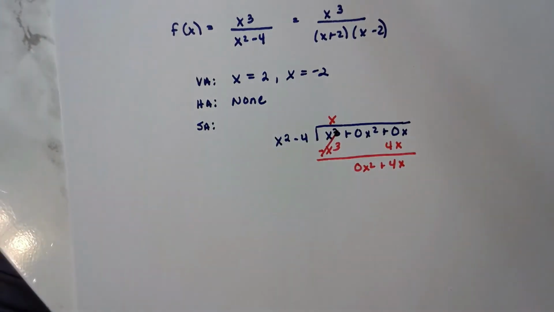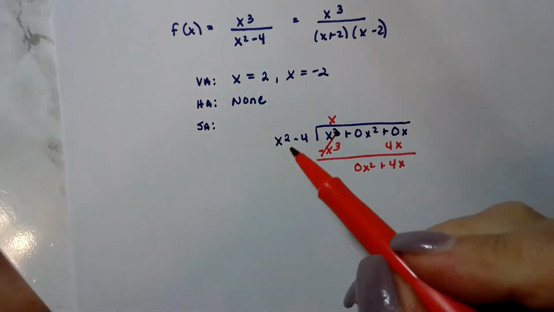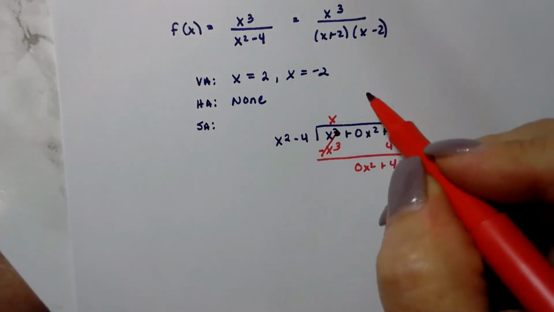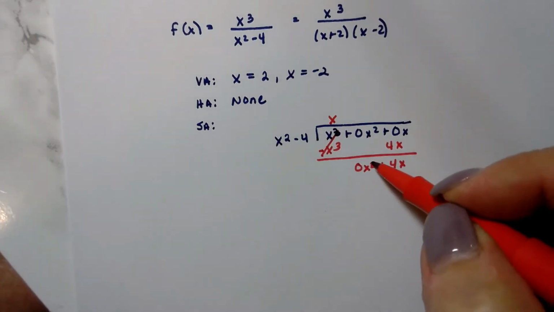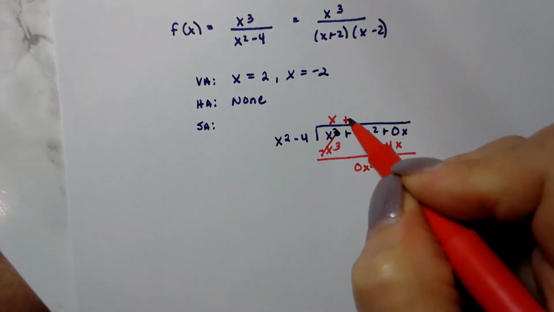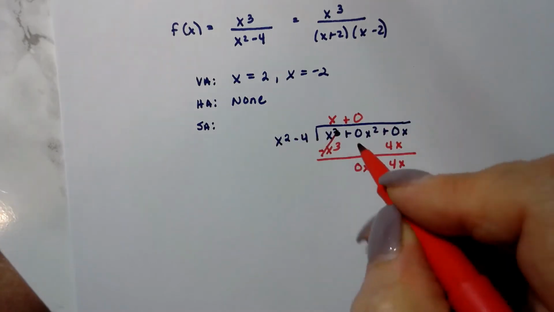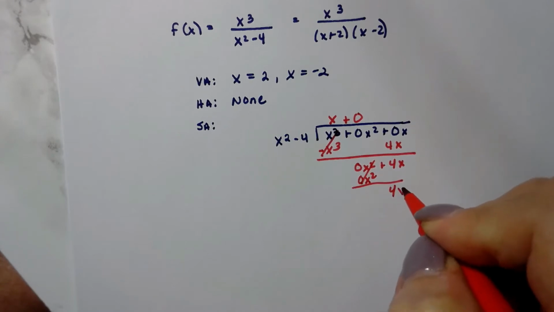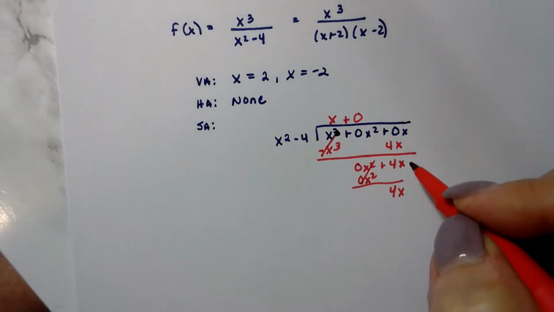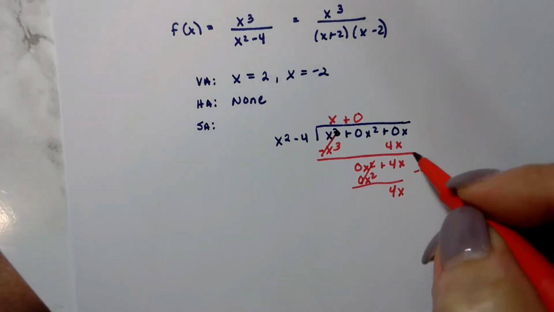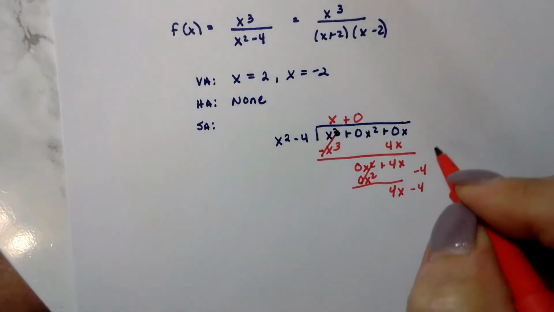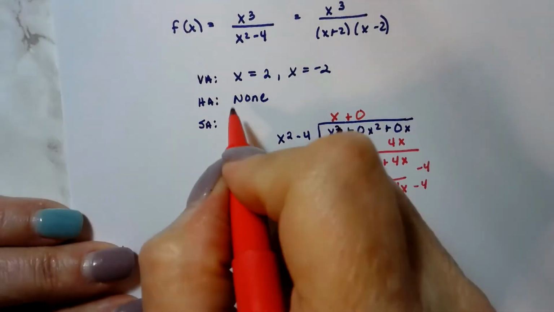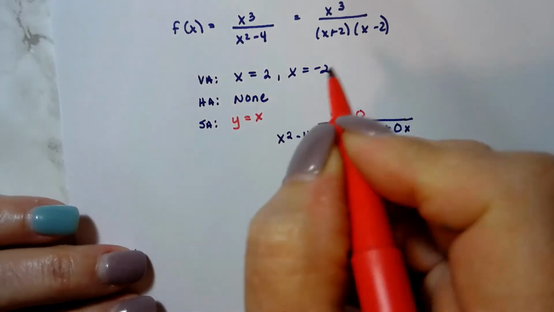And I'm going to repeat the process, right? Except when I say x squared goes into 0x squared, it goes in how many times? 0. So 0 times x squared is 0x squared. Well, nothing from nothing leaves nothing, and we're left with this 4x. 0 times negative 4 is a negative 4. So the remainder is 4x minus 4 over that denominator, but we don't need the remainder. What I know is that my slant asymptote is going to occur at the line y equals x.